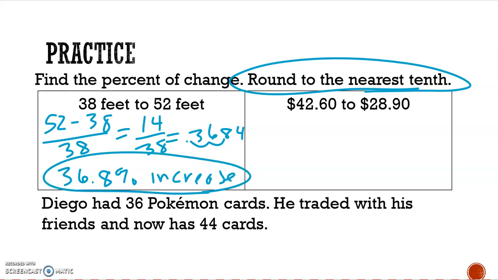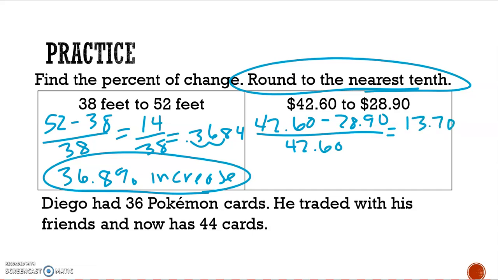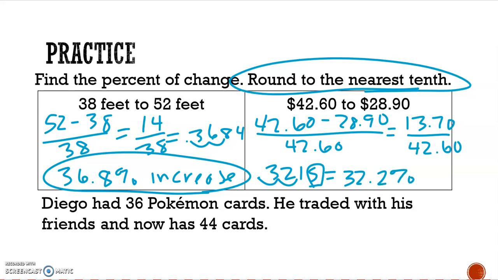So 36.8% increase. Okay, next one we have 42 minus 28 over 42, since that happened first. Subtract it and I get 14 divided by 42. And when I type that in, that gives me 0.3215. So I move my decimal 2 spots. So it's going to be 32 point, and it's going to be 2 this time because this 5 is telling us to round the 1 up to a 2. So 32.2%, and we went from $42 to $28, so it is a decrease.